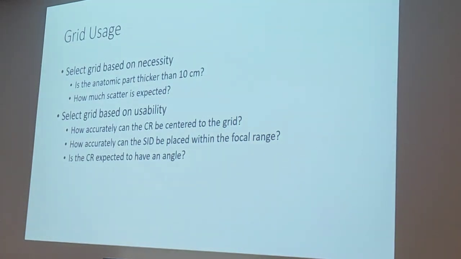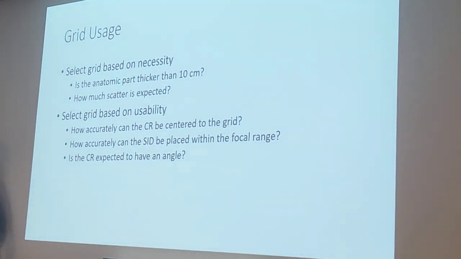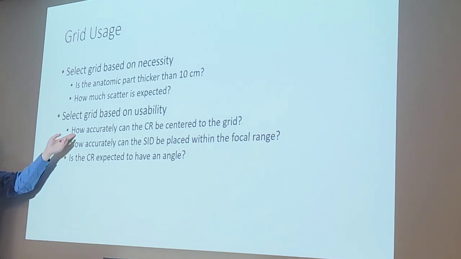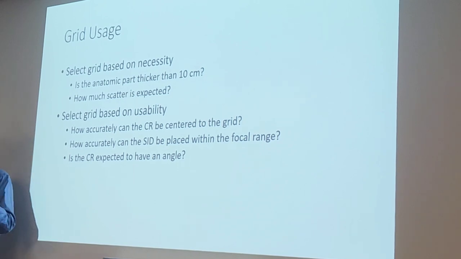Now, we're not going to say always use a grid on everything that is thicker than 10 centimeters, because sometimes you have extenuating factors and you need to take other things into account. For example, how accurately can you center your CR to the grid? If you don't think you can center properly, and you might end up with off-center grid cutoff, then maybe it's better to just not use the grid. Better to have an image with scatter than an image with a grid cutoff artifact. Does that make sense?